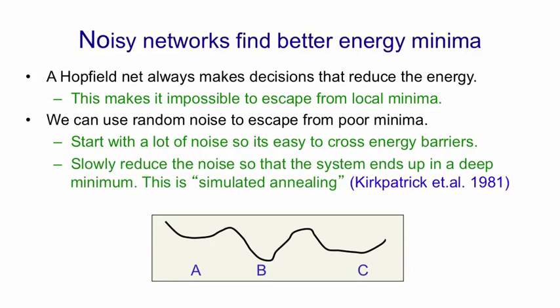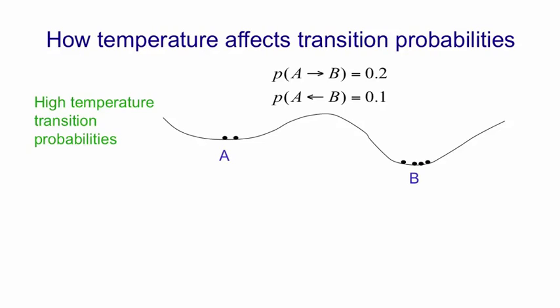If you slowly reduce the noise so that the system ends up in a deep minimum, that's called simulated annealing. And this idea was propagated by Kirkpatrick at around the same time as Hopfield nets were proposed. The reason for simulated annealing is that the temperature in a physical system, or in a simulated system with an energy function, affects the transition probabilities. So in a high temperature system, the probability of going uphill from B to A is lower than the probability of going downhill from A to B, but it's not much lower. In effect, the temperature flattens the energy landscape.